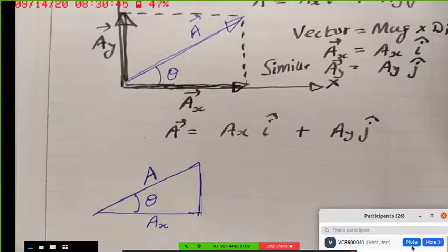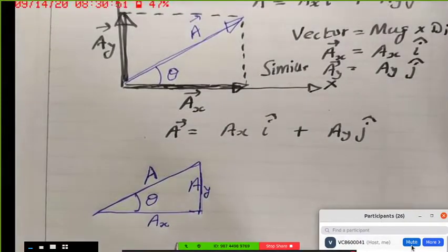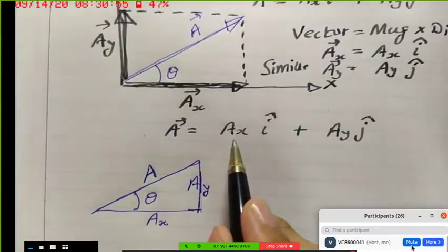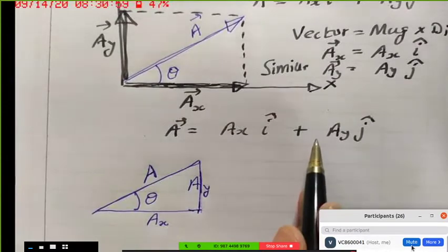The line that remains is the vertical line. Shall I say this is AY? Yes, sir. Okay. Now I don't like AX and AY. I want to replace them with trigonometric terms.